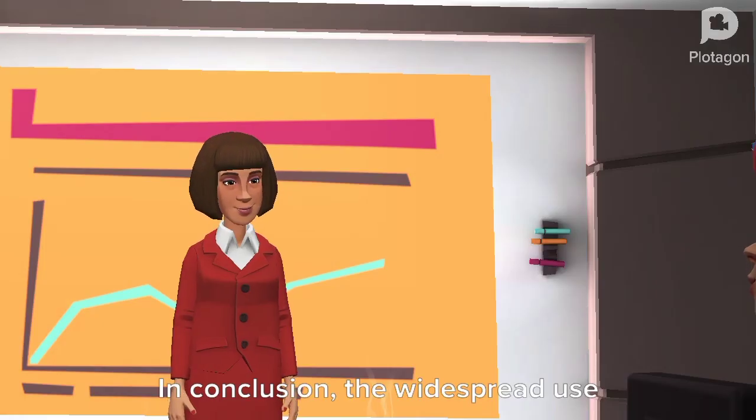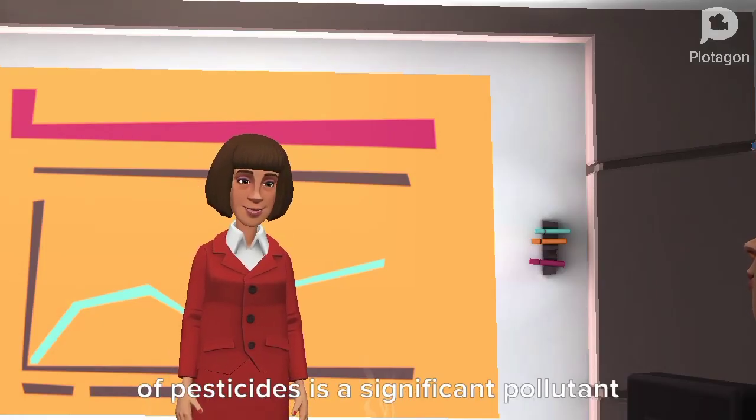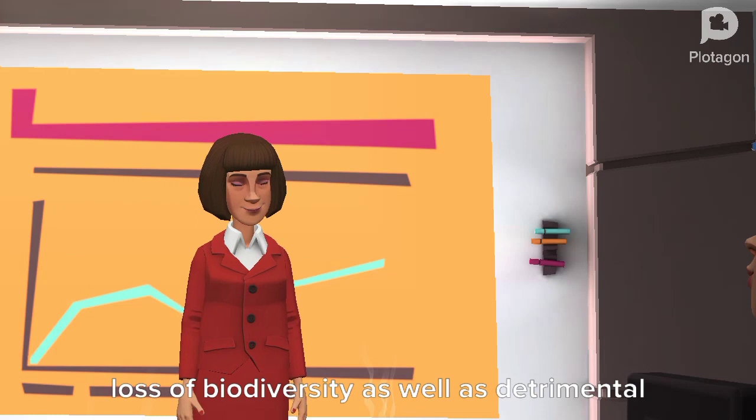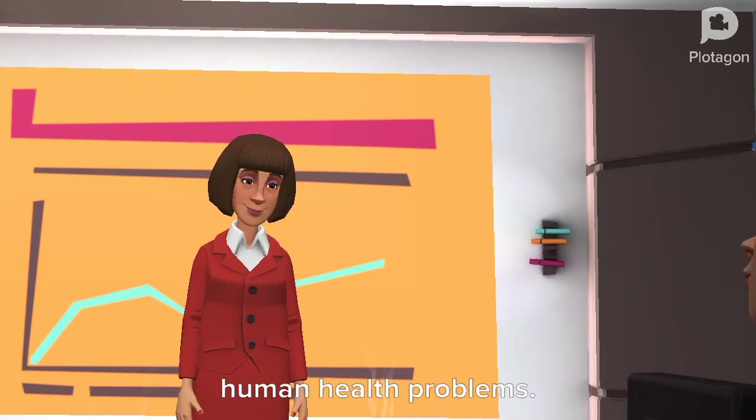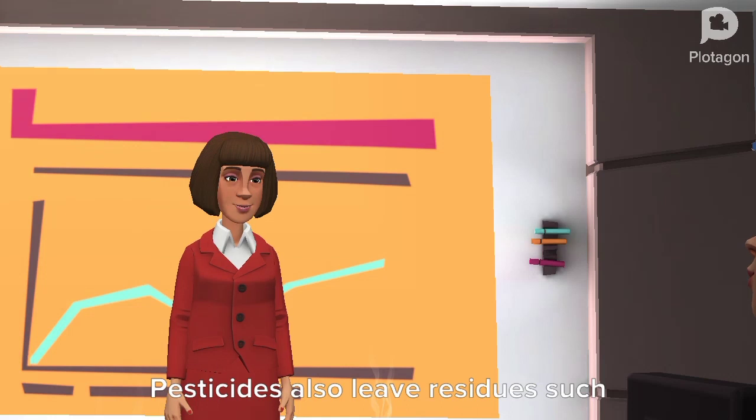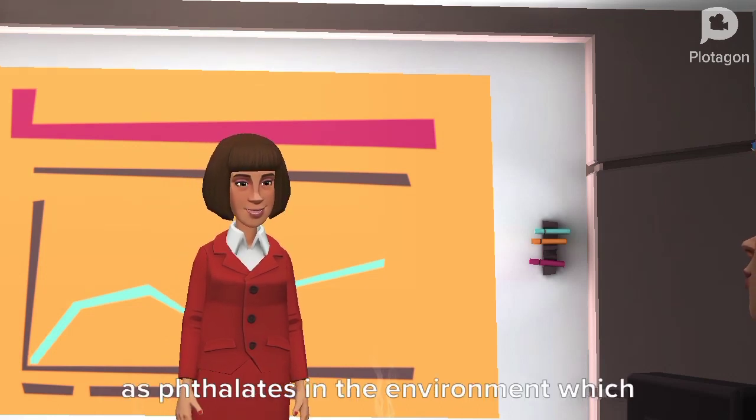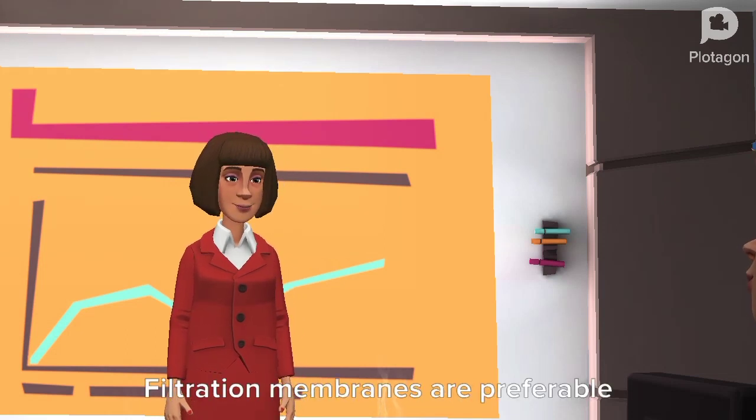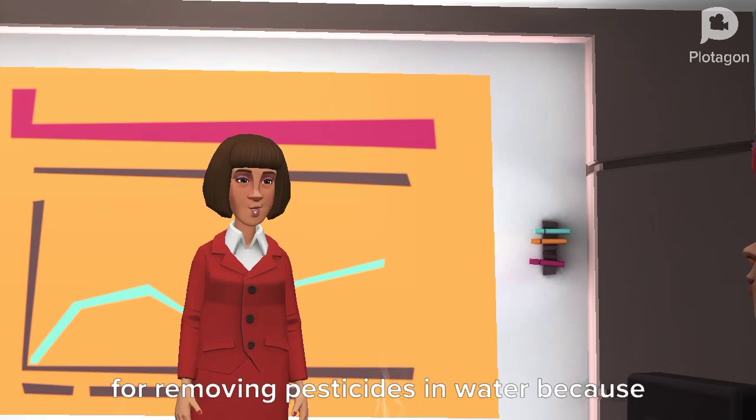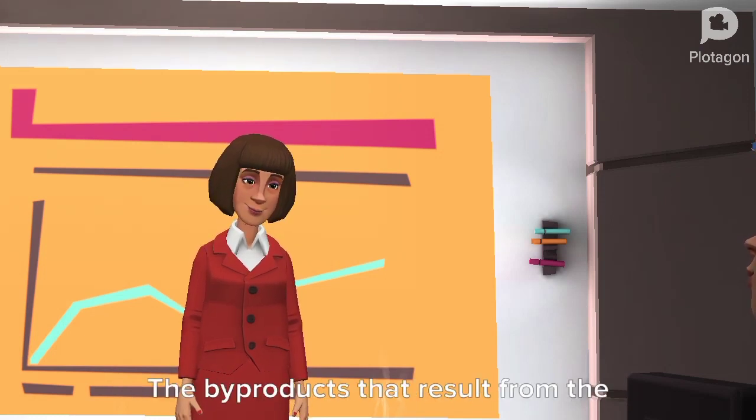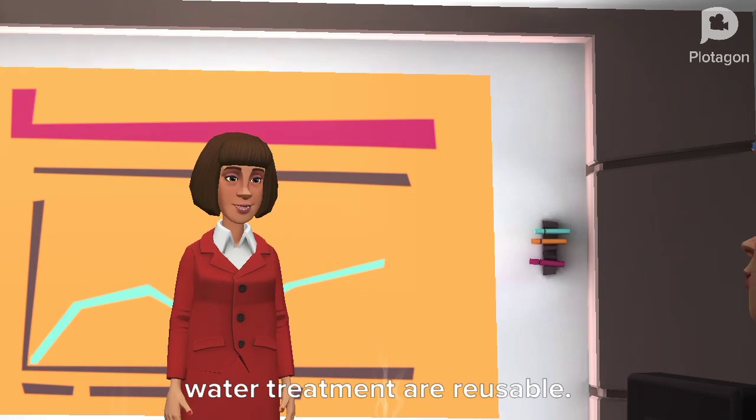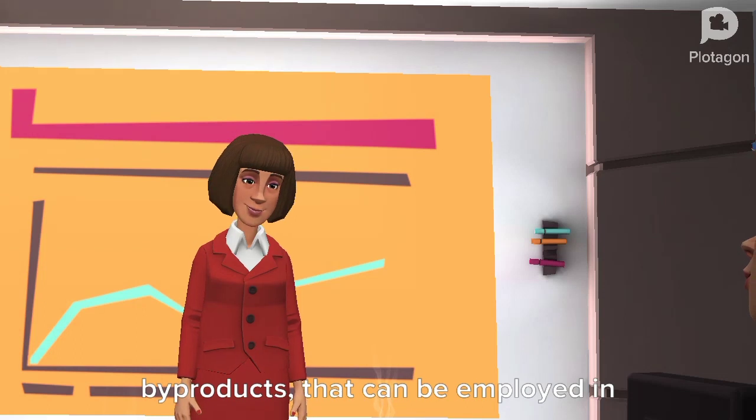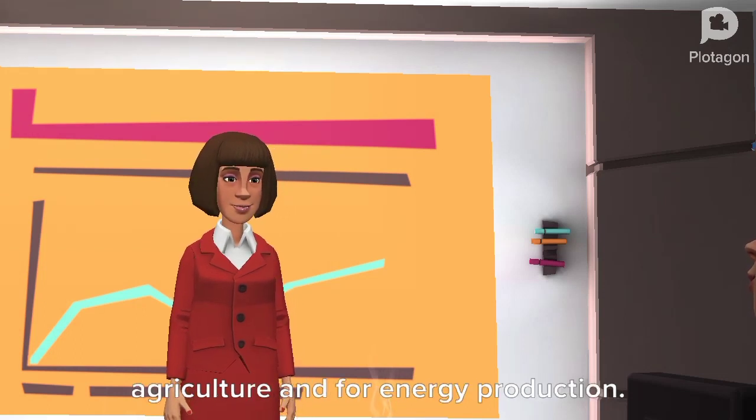In conclusion, the widespread use of pesticides is a significant pollutant since it contaminates the air, soil, and water, and contributes to the loss of biodiversity as well as detrimental human health problems. Pesticides also leave residues such as phthalates in the environment, which are also a danger to humans, animals and vegetation. Filtration membranes are preferable for removing pesticides in water because of their advanced properties. The byproducts that result from the water treatment are reusable. Nutrients and biogas are two of its byproducts that can be employed in agriculture and for energy production.